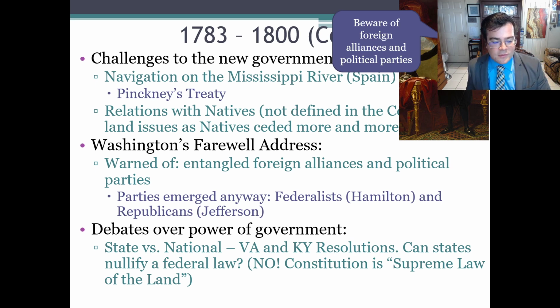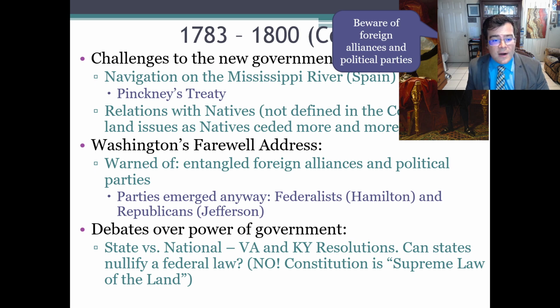They're also going to call out John Adams when he passes the controversial Alien and Sedition Acts, right? And so the Virginia and Kentucky resolutions go against the Alien and Sedition Acts, right? Like, can states just ignore federal law? The answer is no. The Constitution is the supreme law of the land, but they're going to try it anyway, right?